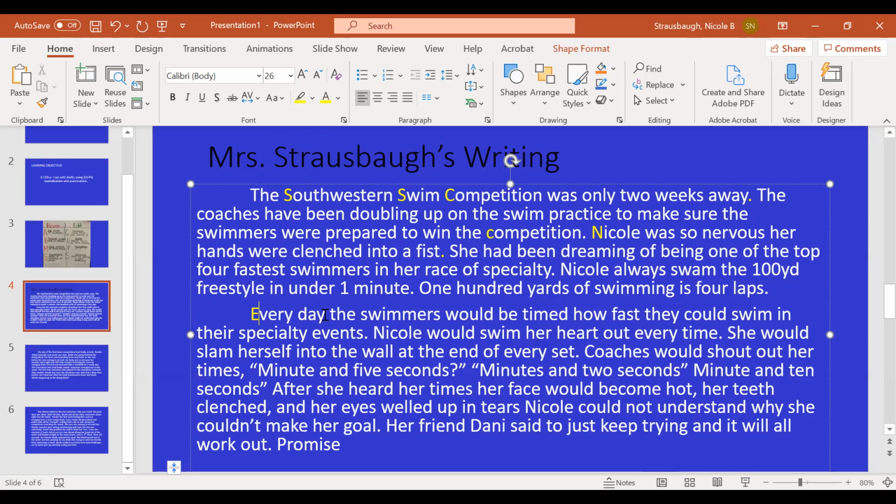Every day. Oh, at the beginning of every sentence, we always need to make sure that we are capitalizing. Every day. Ooh, I think a pause would be good here because it says every day the swimmers would be timed how fast they could swim. I'm going to see if it works better with a comma because commas create pauses. So let's see. Every day, the swimmers would be timed how fast they could swim. I think that pause is necessary. It kind of helps with the flow of the story. So I'm going to put a comma there. Okay. So every day, the swimmers would be timed how fast they could swim in their specialty events.